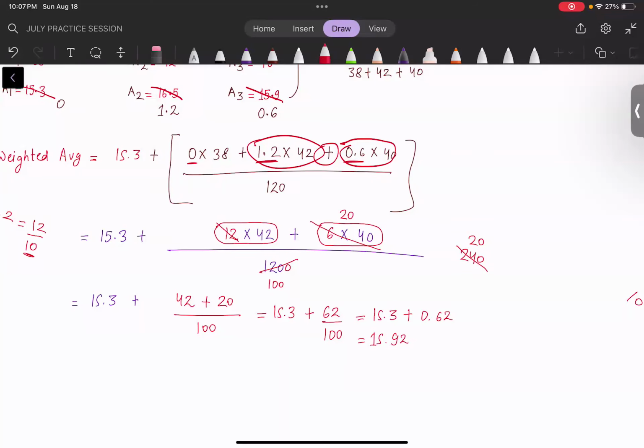Understood? Only 10 because of addition. Understood this, all of you?